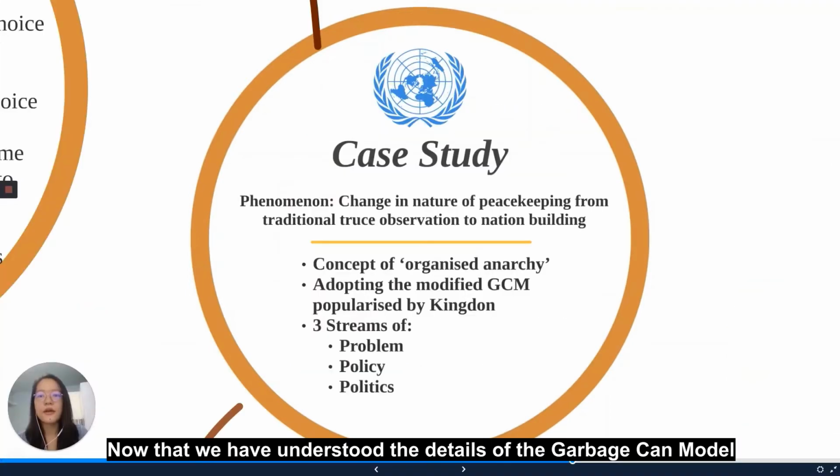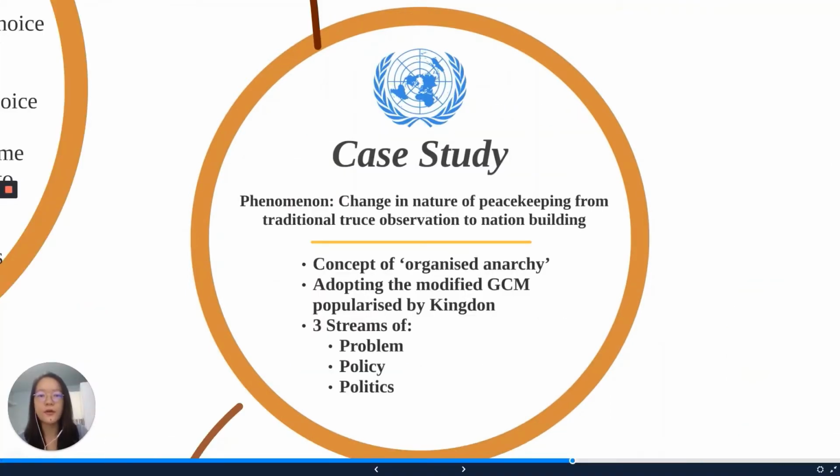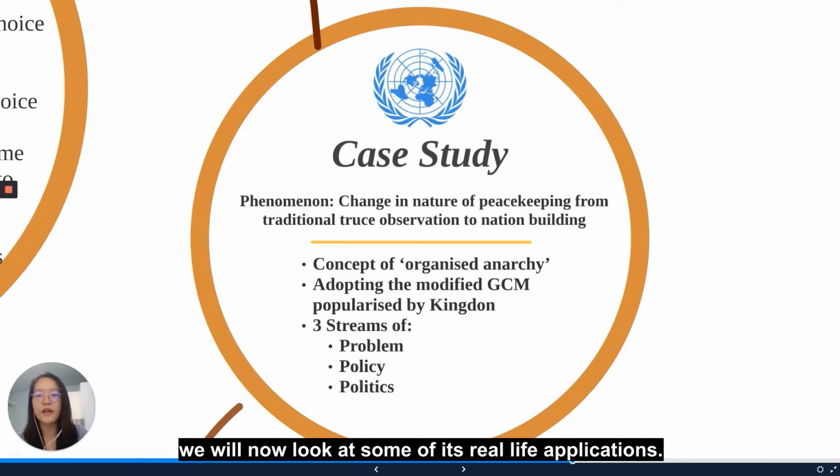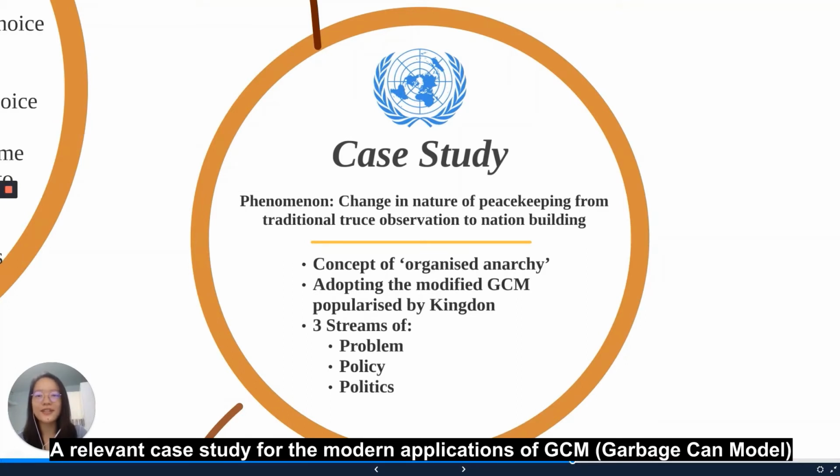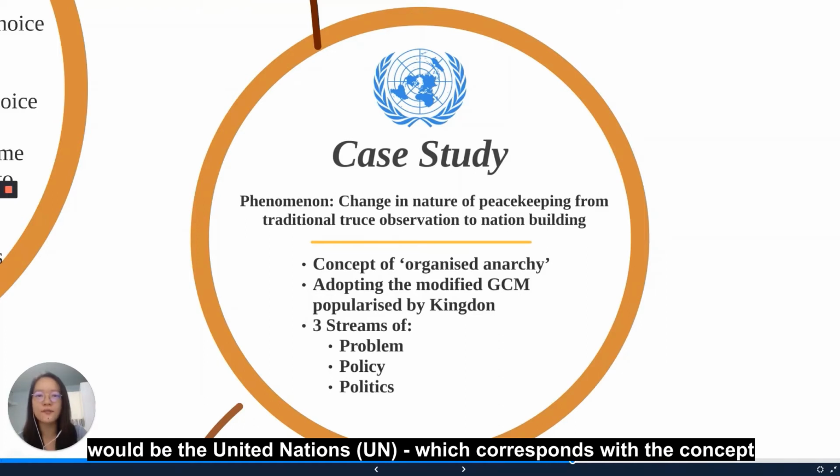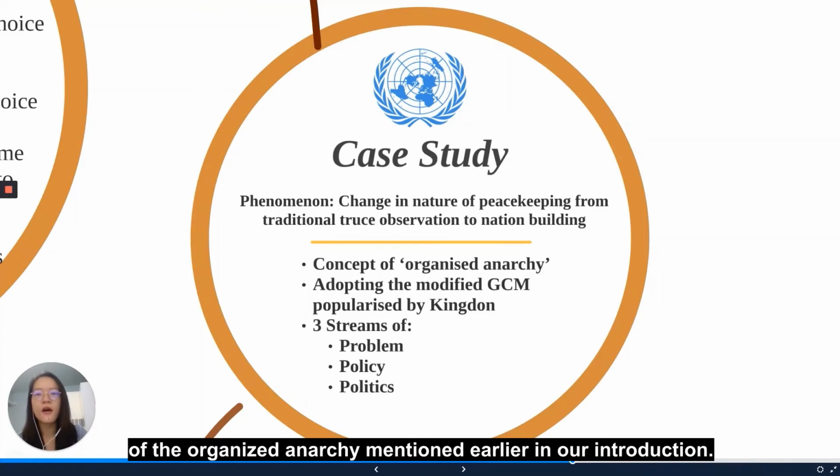Now that we have understood the details of the garbage can model, we will now look at some of its real-life applications. A relevant case study for the modern applications of the GCM will be the United Nations, which corresponds to the concept of organized anarchy mentioned earlier in our introduction.